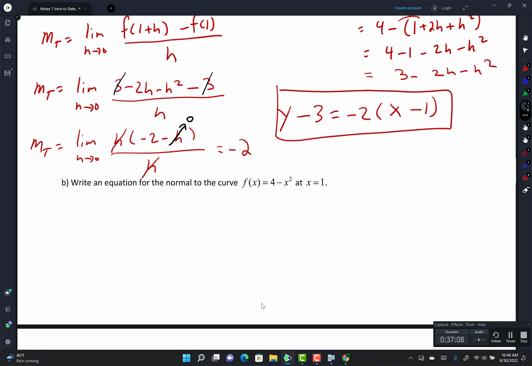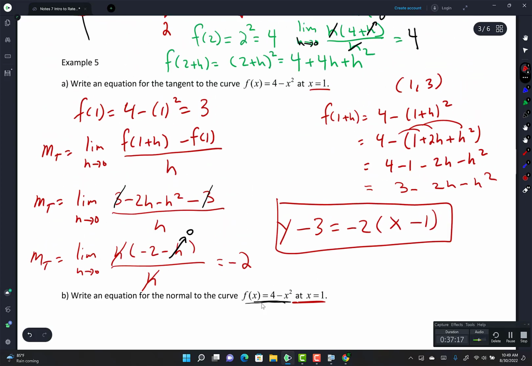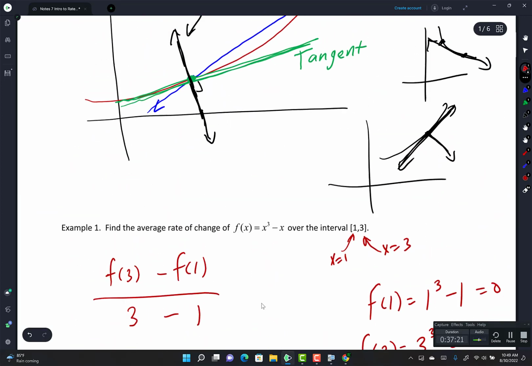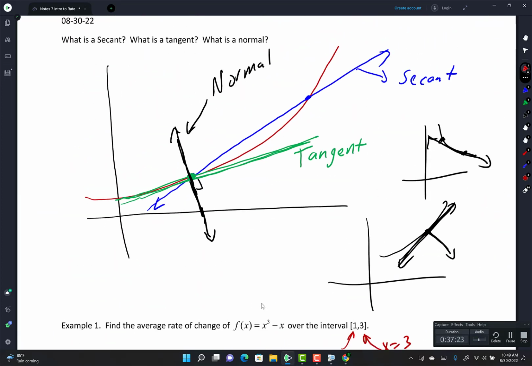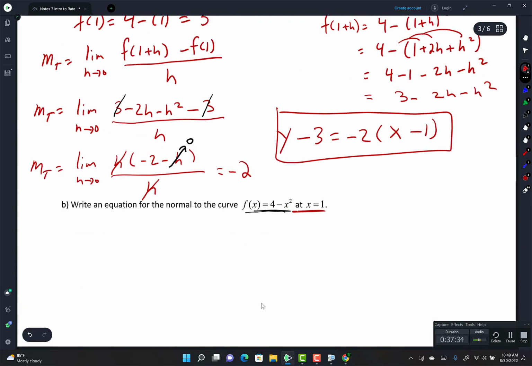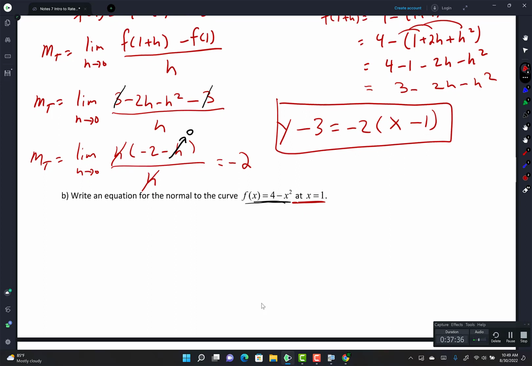Letter B. Write an equation for the normal to the curve. Is it the same curve that we've been working with? All right, look at your notes. Look at the first page. It's perpendicular to your tangent. That's what my normal is. What is my slope? Opposite reciprocal. Do you guys remember that? Well, whatever my slope is, opposite reciprocal. So what was my slope? -2. What is the opposite reciprocal of -2?